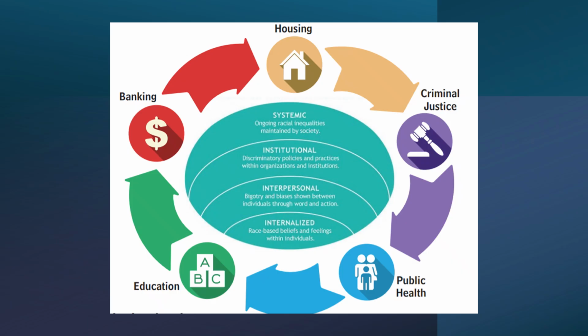This diagram illustrates the systemic nature of racial inequalities, highlighting key factors such as housing and education. This visual representation emphasizes the interconnectedness of these issues and the need for comprehensive solutions to address systemic racism.